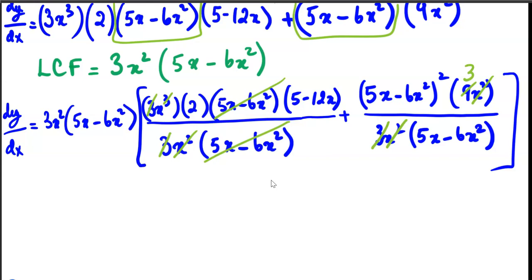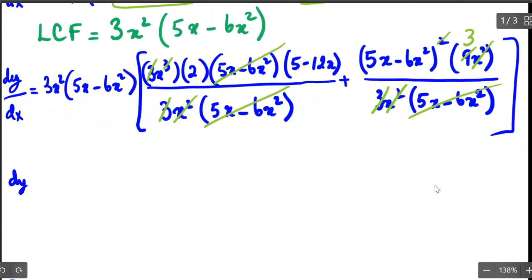3 cancels with the 9, so I have 3 left on top. And for this one, you have this binomial raised to exponent 2. You divide it by the same binomial raised to exponent 1. So your answer should be left with just 5x minus 6x squared, all of it raised to exponent 1. So you see that, cancel that, and I cross out the 2 so that I will have the remainder. So my next step, I will write dy over dx equal to 3x squared, 5x minus 6x squared.